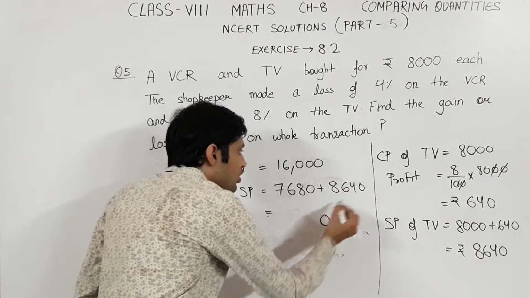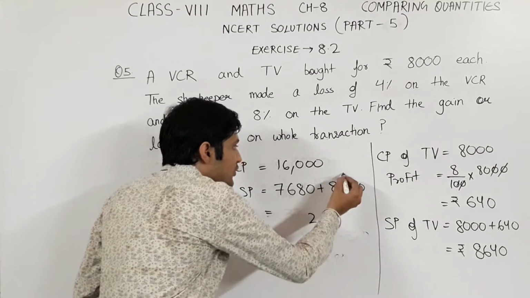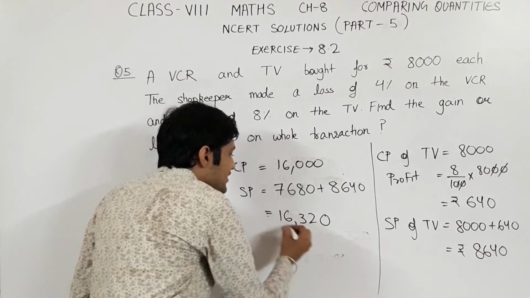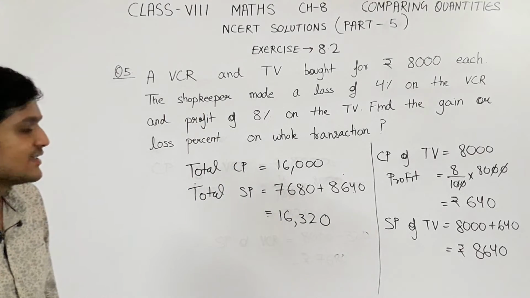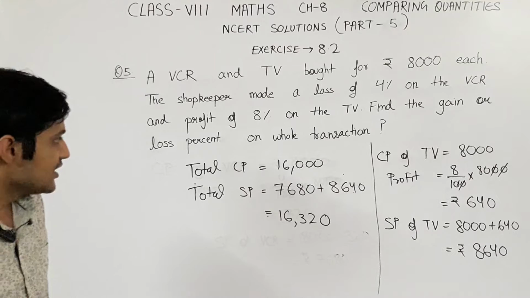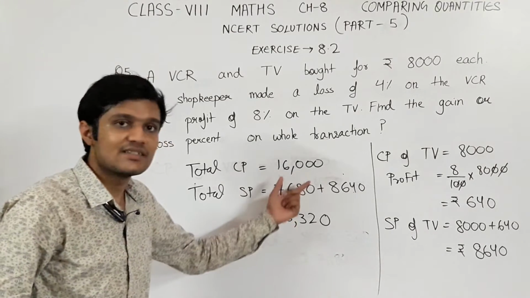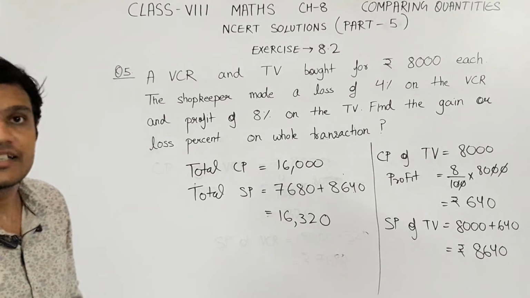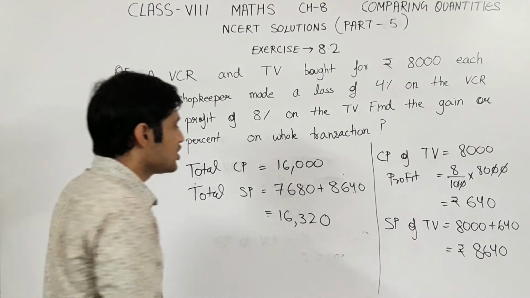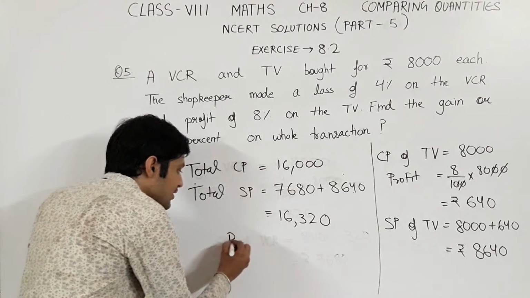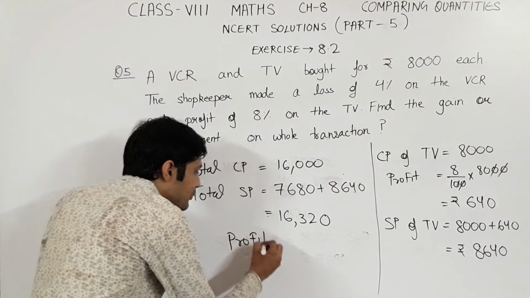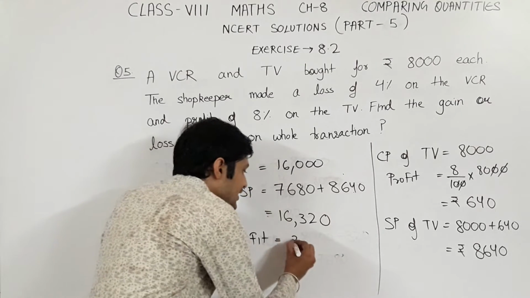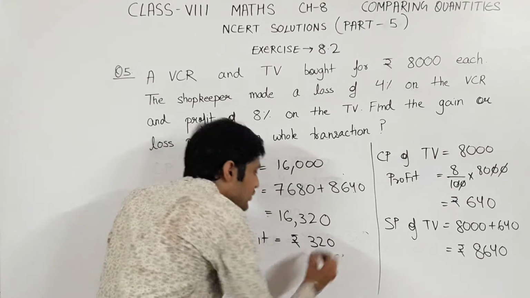So we get 0, 4 and 8, 12, 7 and 6, 13 and... 16,320 is our total selling price. Now we can see that selling price is greater than the cost price. So the shopkeeper is getting a profit here. So the amount of profit will be what? Here the amount of profit will be selling price minus cost price. That will be rupees 320.